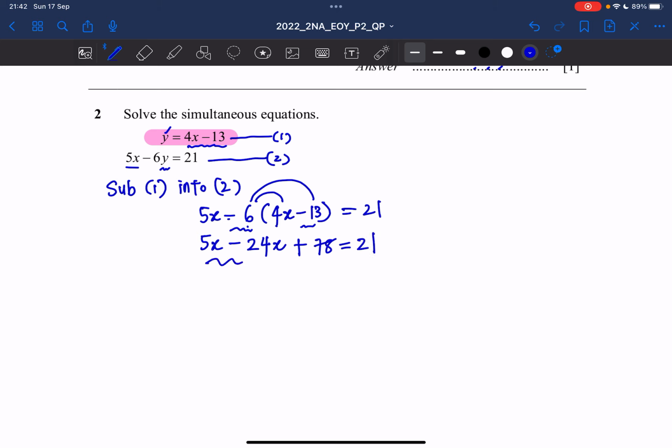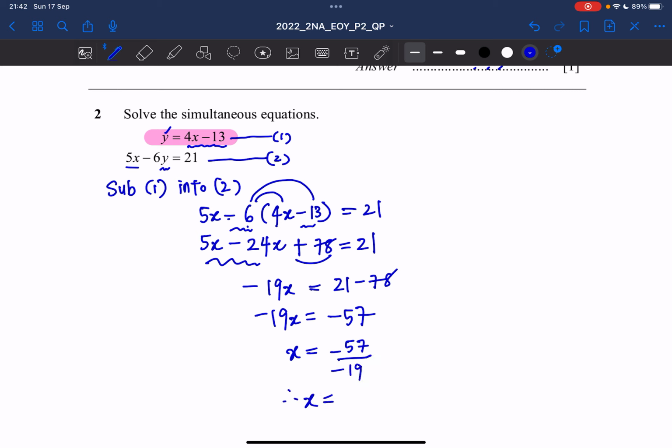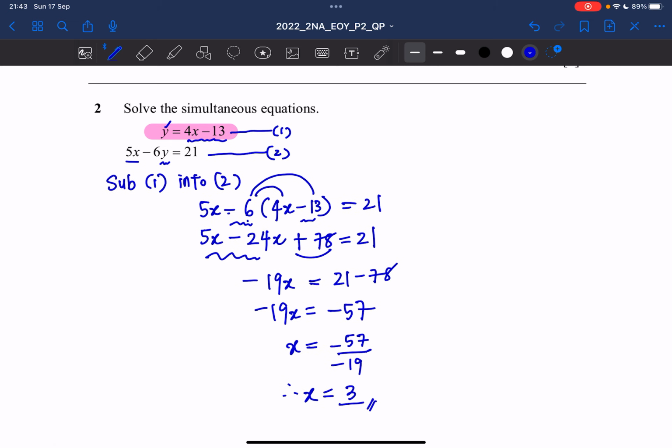Then we group this. 5 minus 24, we should get negative 19x equals to 21, we bring over minus 78. So negative 19x equals to 21 minus 78, which is negative 57. So our x is equals to negative 57 divided by negative 19. Therefore, our x is equals to positive 3. So we have calculated only one of the values. We need to find the other value, y.